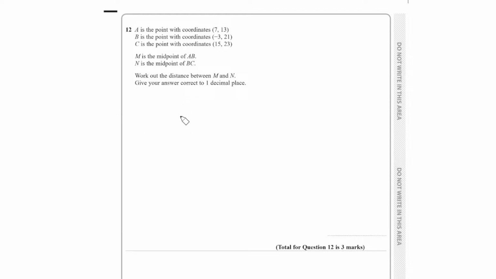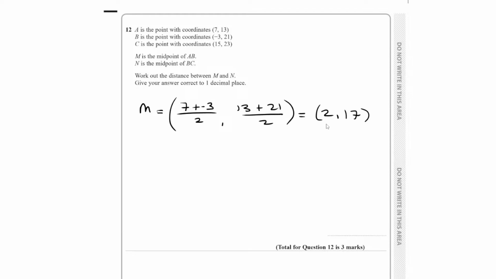So to find the midpoint, it's basically like an average. So the mean. So M would be, obviously you do X and Y separately. M is A and B. So looking at A and B, the average of X is 7 plus minus 3 over 2. That's how we find the average. And then Y would be 13 plus 21 over 2, which should give us 7 plus minus 3 is obviously 4 over 2 is 2. And then 13 plus 21 is 34 over 2 is 17. So that's M.